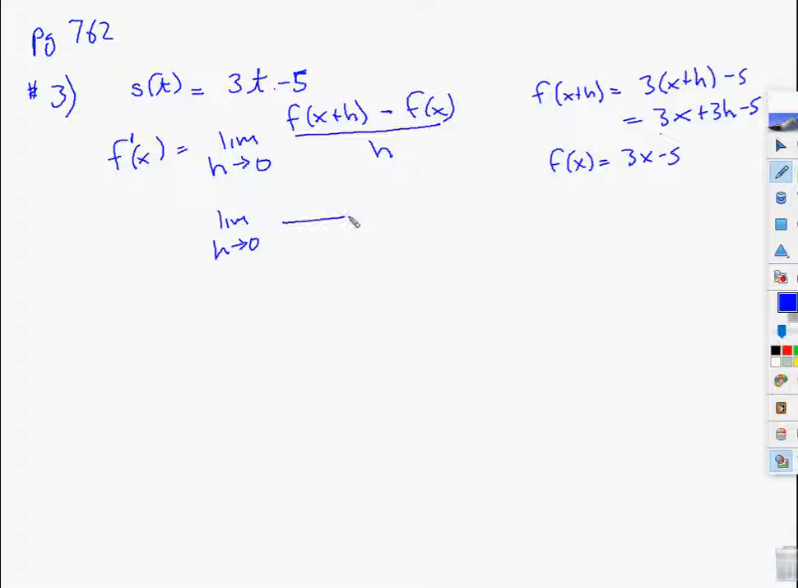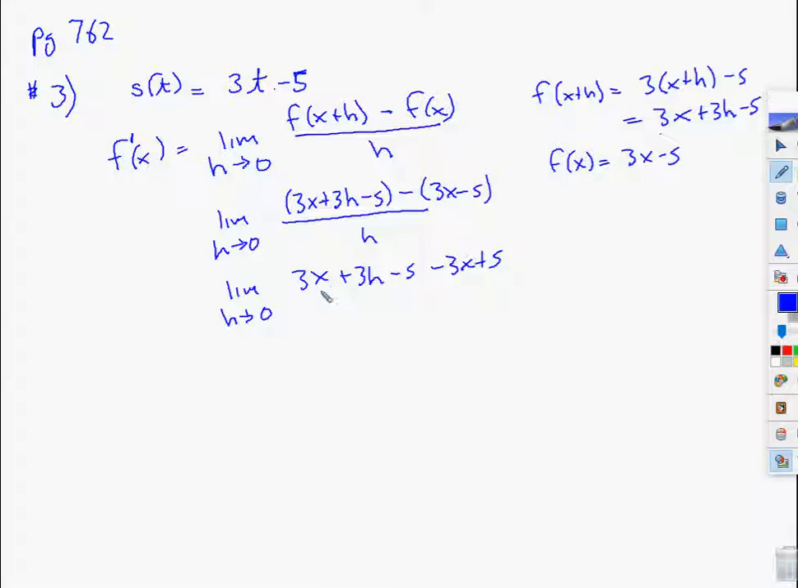So I have 3x plus 3h minus 5 minus quantity 3x minus 5. It is important that you put this in parentheses because that minus is going to distribute. And we have to get this h to cancel because it's 0, and that's going to cause us to have some problems. So we distribute, so we have 3x plus 3h minus 5 minus 3x plus 5. Switches signs.